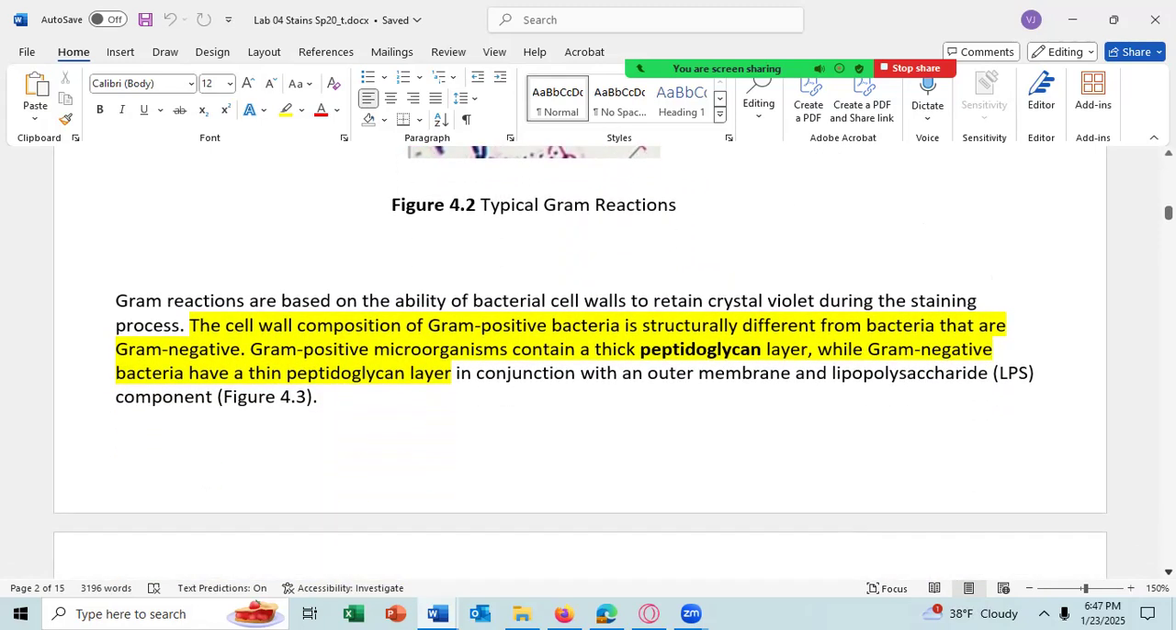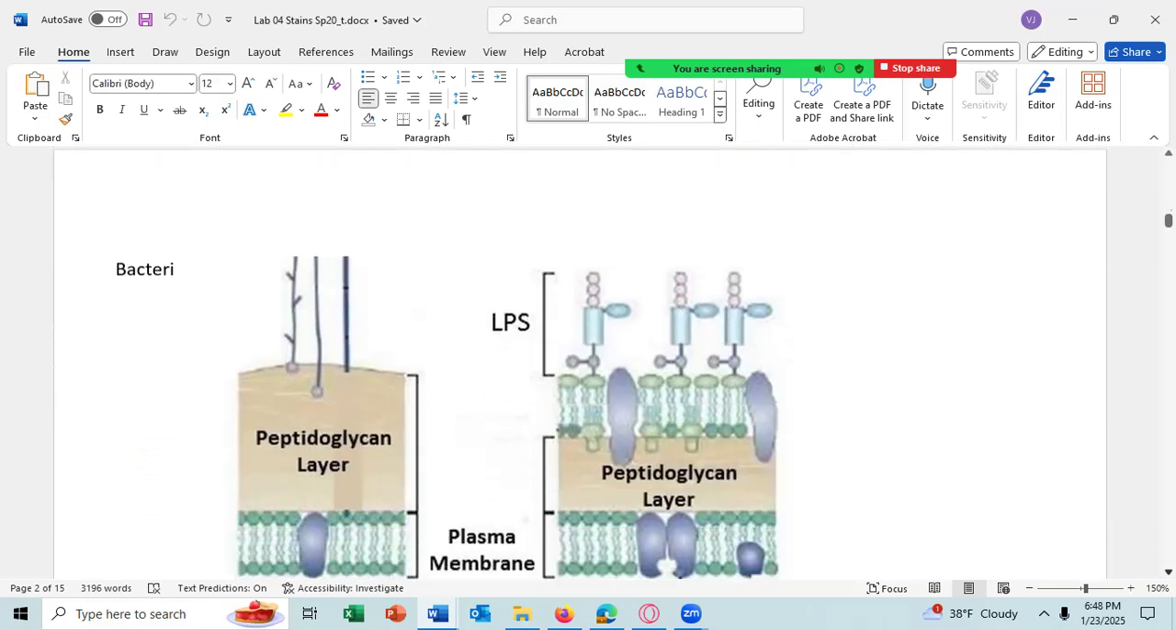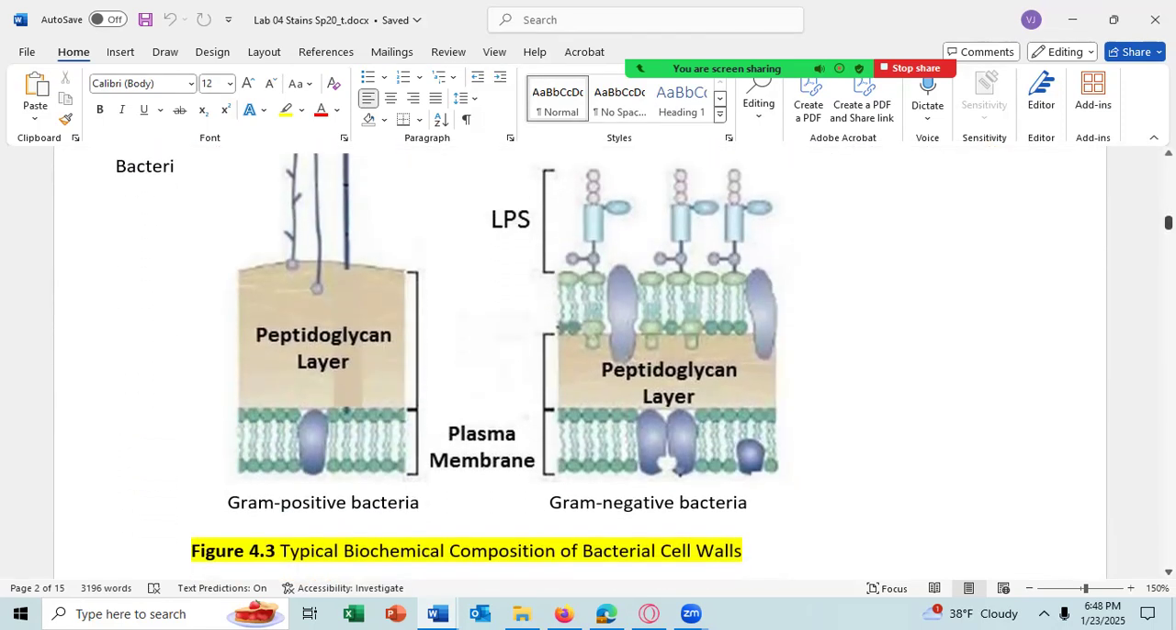The cell wall composition differs between the gram-positive bacteria and the gram-negative bacteria. The gram-positive cell wall is structurally different. It's a very thick peptidoglycan layer in the cell wall, whereas the gram-negative cells do have peptidoglycan in the cell wall, but it's a much thinner layer, and that's the main difference between the cells. There are other differences. We'll talk about some of them today.